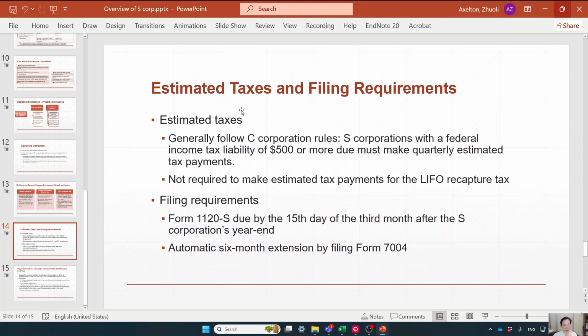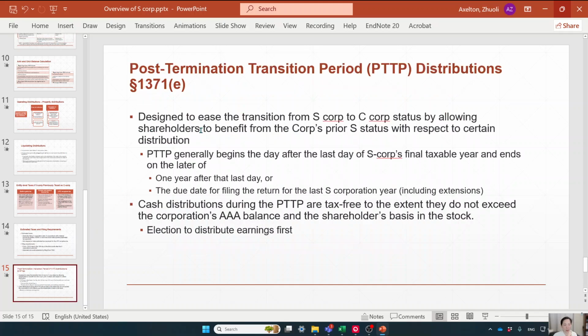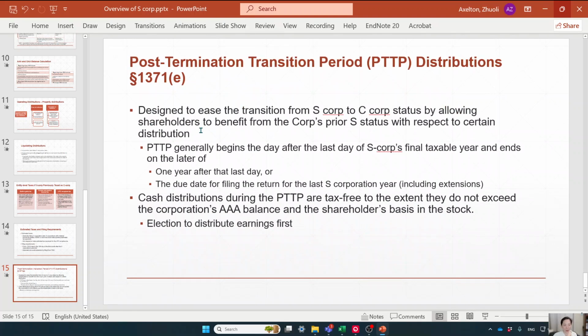And finally, just like all the other entities, we're going to look at the estimated tax payments and filing requirements. What is the tax form and what is the extension? All that. And the last is regarding the post-termination transition period distribution.